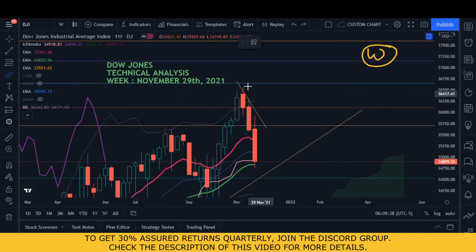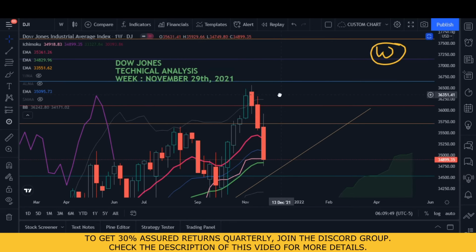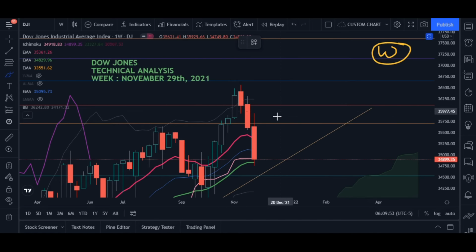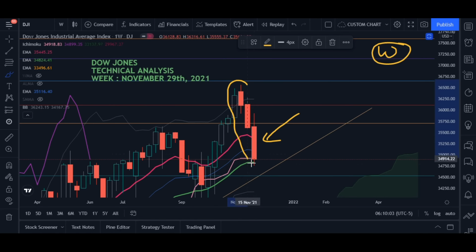On the weekly chart, let me remove this trend line. Just 1 second. Okay, the trend line is removed. Fine. So if you see this, the last candle is a very heavy bearish candle, and this is a kind of pattern. We call it three black crows.